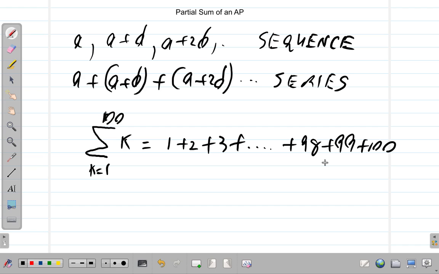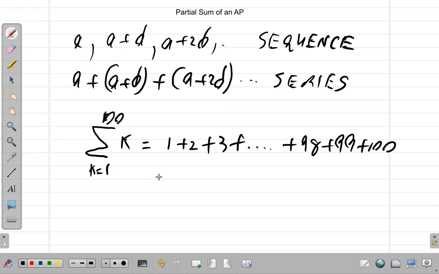We say partial sum because the arithmetic progression doesn't have any end. It goes on and on and on. So what we have is a partial sum. We can't really add all the terms to infinity, an infinite number of terms, so we have to stop somewhere. In this case, we start at 1 and we end at 100. But how do we deal with this? Let us see.